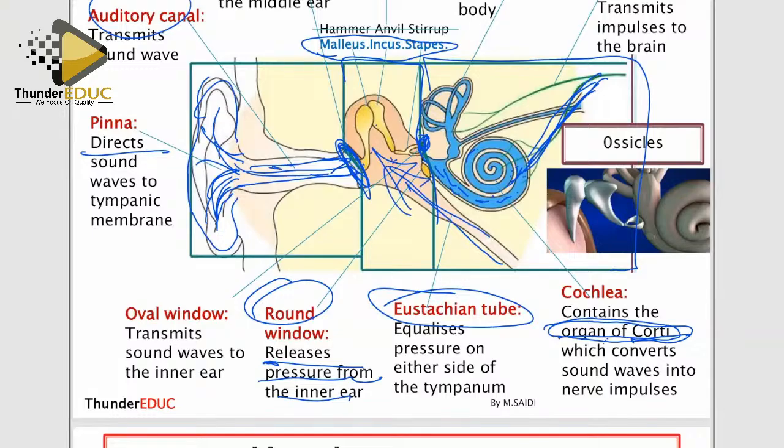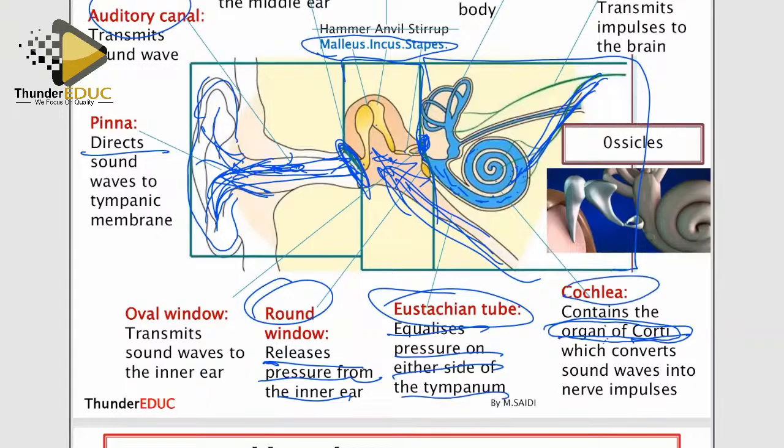Meaning that now the air is being sucked from this side. Once you open the mouth, the air will go through the Eustachian tube, and it will make the air between the two sides of the membrane equal. And then that painful thing you feel in the ear will go. So that's the function of the Eustachian tube: equalize pressure on either side of the tympanic membrane.